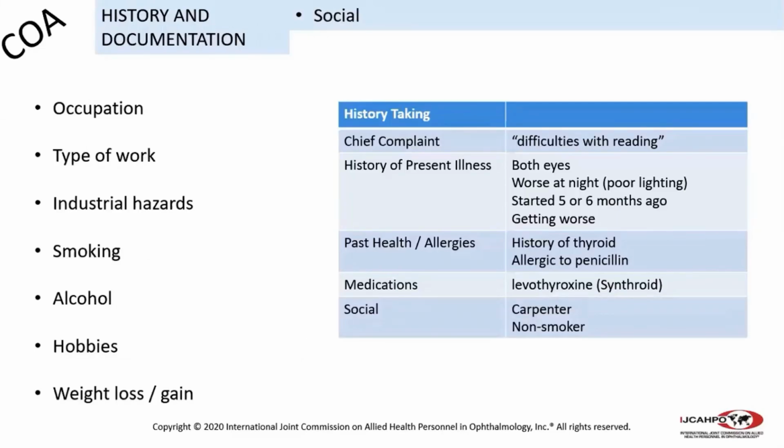Here are the social aspects of the history and documentation. Occupation, type of work, industrial hazards. Does the patient smoke, drink alcohol? What are their hobbies? And have they experienced any weight loss or gain? So our patient social history here, as an example, they're a carpenter and a non-smoker.